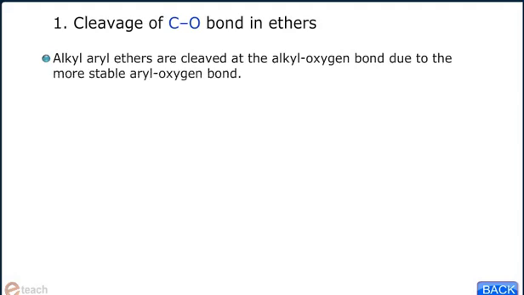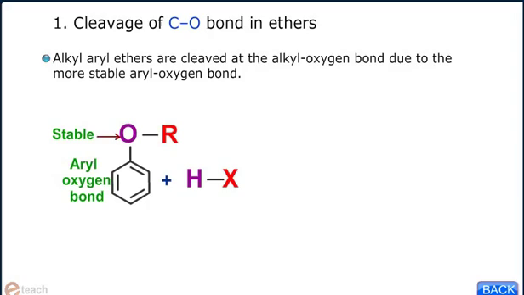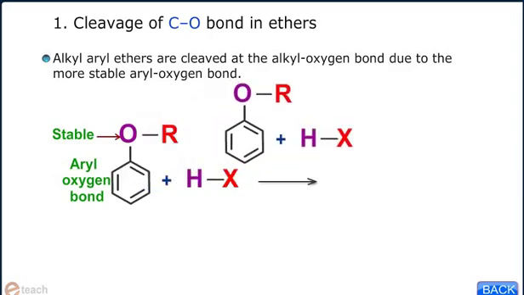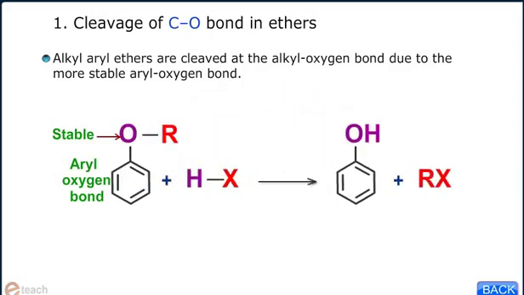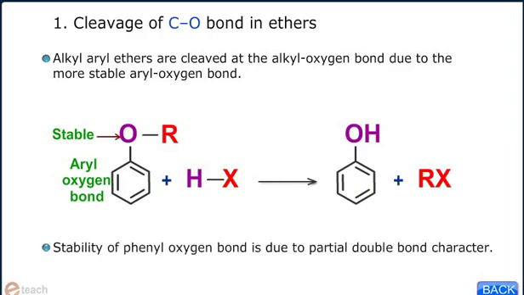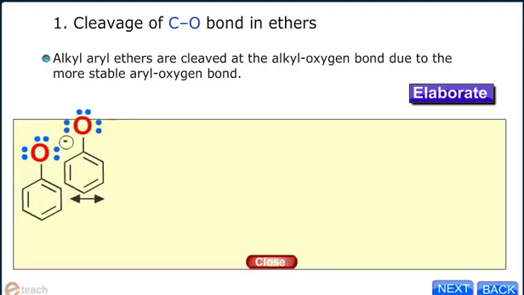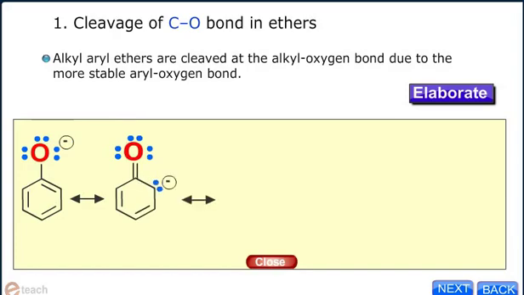Alkyl aryl ethers are cleaved at the alkyl oxygen bond due to the more stable aryl oxygen bond. Consider the reaction C6H5OR plus HX gives C6H5OH plus RX. Stability of phenyl oxygen bond is due to partial double bond character. You can here see the stability of phenoxide ion, that is through resonance.